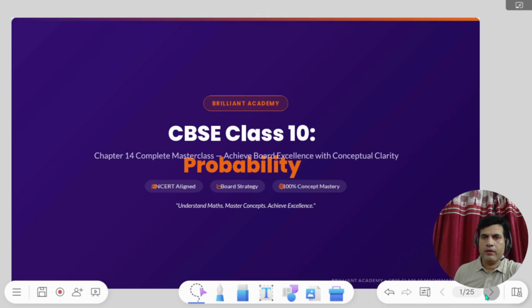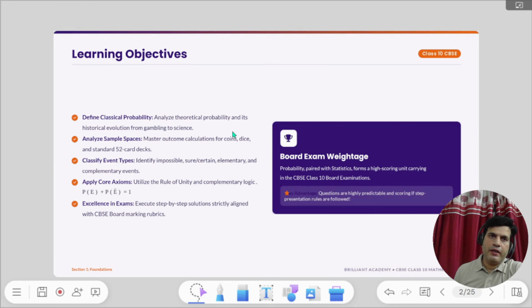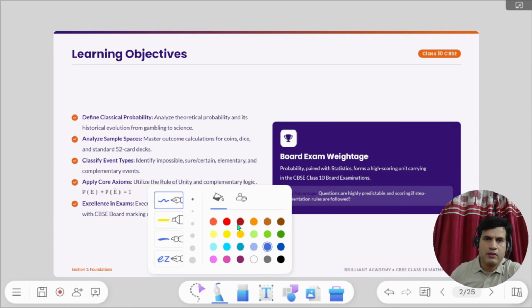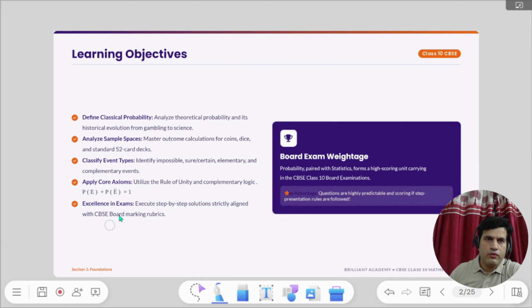In this part, we are going to discuss the learning objectives. What is a learning objective? What we will learn in this chapter. So, define classical probability, analyze theoretical probability and its historical evolution from gambling to science, and also analyze sample space and master outcome calculation for dice, a standard 52 cards, and all those things we will discuss. And if you talk about classifying event types, we have impossible, sure and certain events, then elementary events, then we have complementary events.